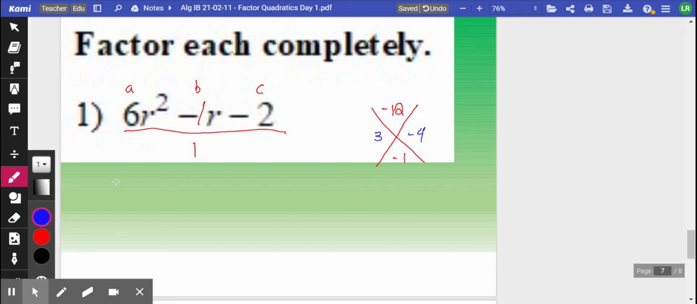Okay, now put our wings out. Remember, we start with this without the exponent of 2. So 6r, 6r. And then we're going to fill in those two magic numbers. So plus 3, minus 4.